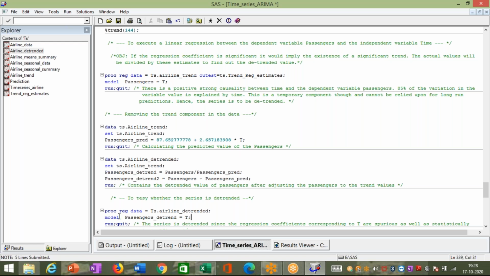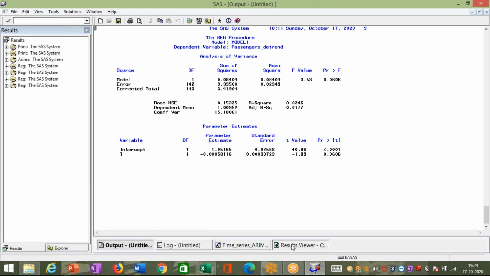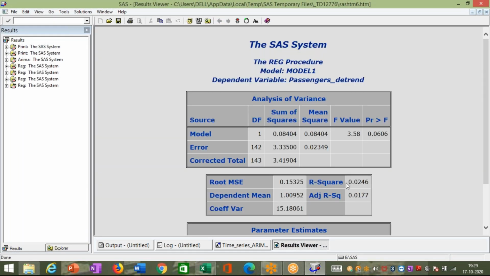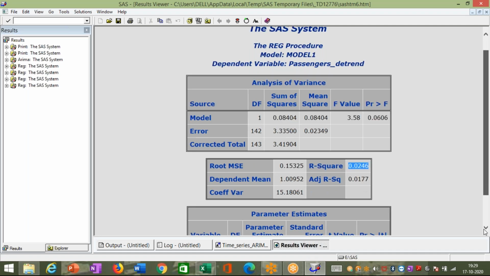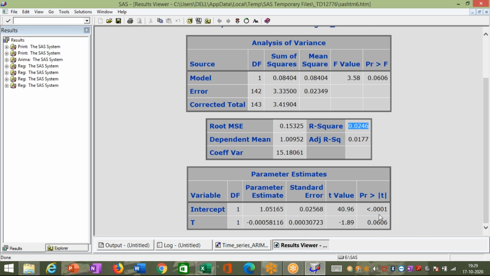So first what we'll do is we'll do this regression with respect to the detrended series. The first one, the multiplicative trend that we have looked at. Now over here you see that the R square of this series is 0.02. So only 2% of the variation is now explained. Also what you see is that this p-value is now more than 0.05. It implies that this time series t is independent of this series, right?